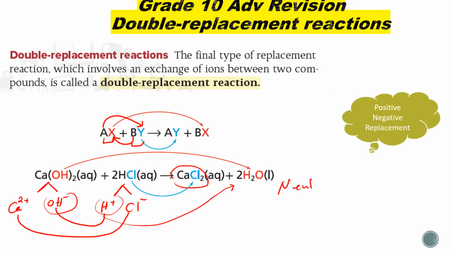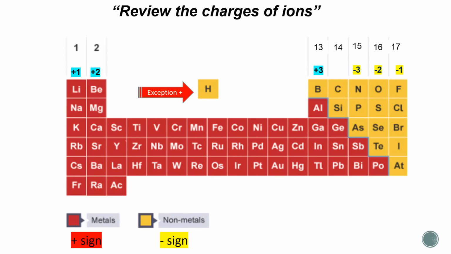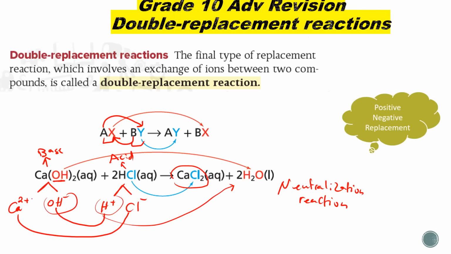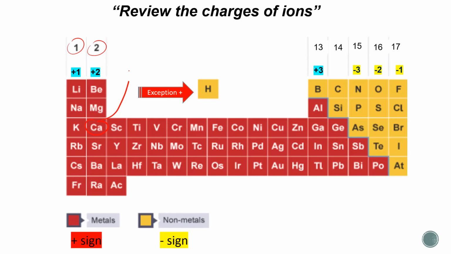And this is a neutralization reaction. Why? Because this is a base, it has OH. This is an acid. This is just for you to remember the charges of each element. If you remember, I put Ca here as 2+, right? Because Ca is in group 2, so its charge is 2+.